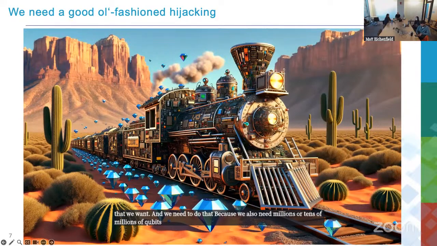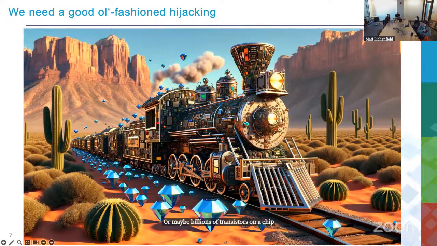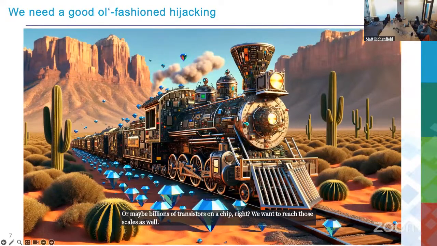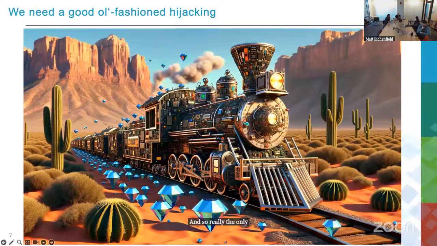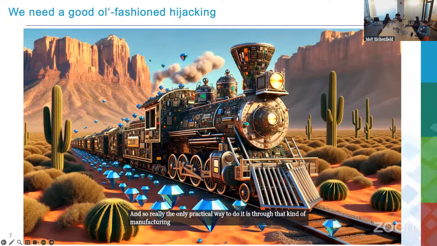a chip, right? Just like you need tens of millions maybe or hundreds of millions of transistors, or maybe billions of transistors on a chip, right? We want to reach those scales as well. And so really the only practical way to do it is through that kind of manufacturing. And what I will tell you is that there are lots of different manufacturing architectures for these kinds of electronic integrated circuits.